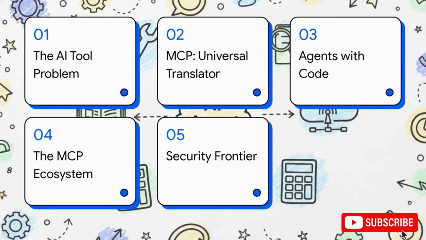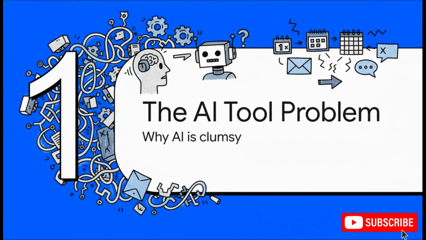So here's what we're going to cover. First, we'll look at the big problem that AI tools have right now. Then we'll jump into what the Model Context Protocol, we'll just call it MCP, actually is, and how it's kind of like a universal translator for AI. After that, we'll see how it gives AI agents a massive boost using code, look at how fast it's growing, and then we've got to talk about the serious security side of things. All right, let's get right into it.